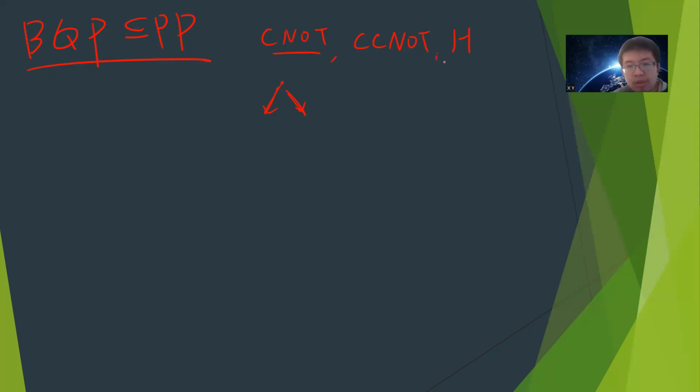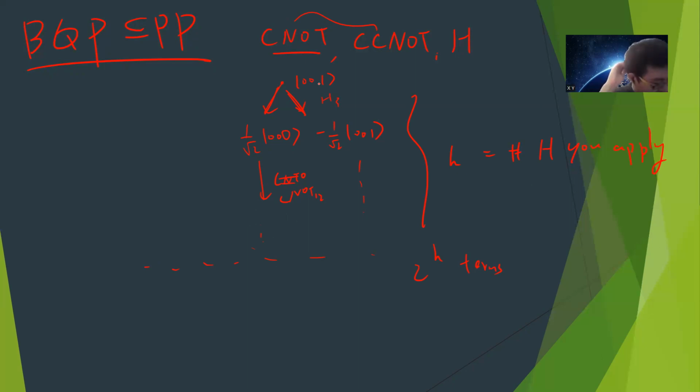CNOT will not do this, but your Hadamard gate will. So let's say you start with some 0, 0, 1, and then you apply the Hadamard H3, then you will get something like this. And if you apply the CNOT, maybe CNOT 1, 2, then you will get something. So each CNOT or CCNOT or Toffoli gate will not separate the path, but for each H, you will separate the path. That means you will get 2 to the h terms, where h is the number of Hadamard gates that you apply on the circuit.